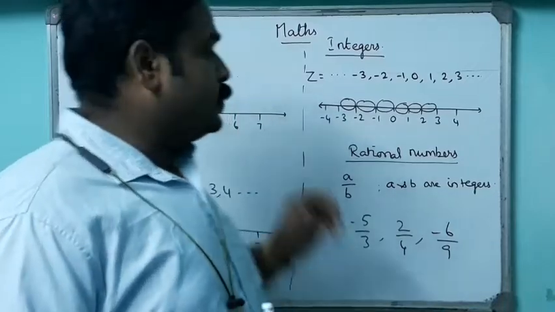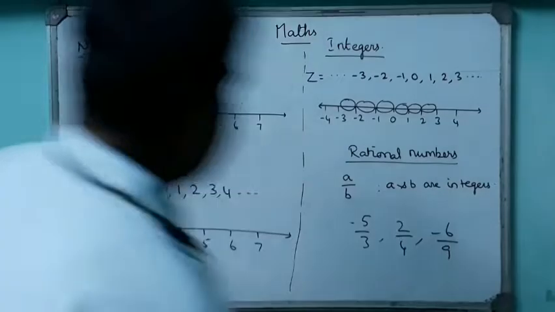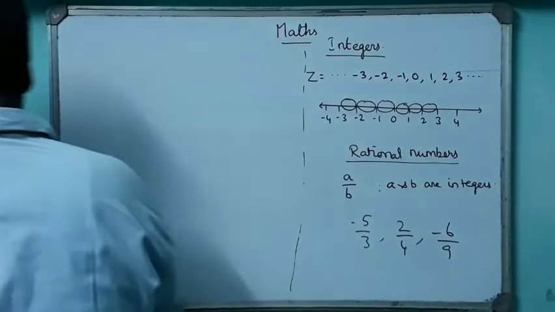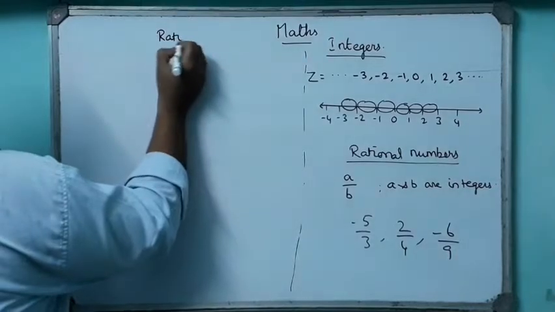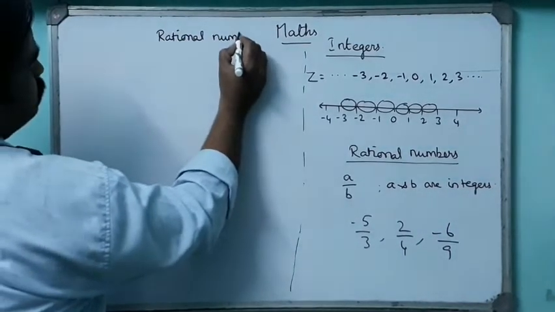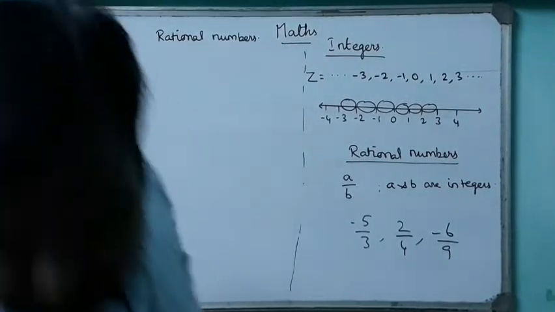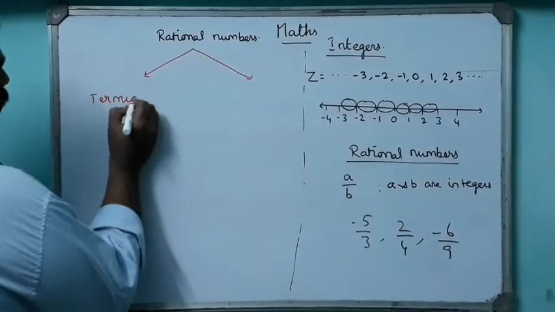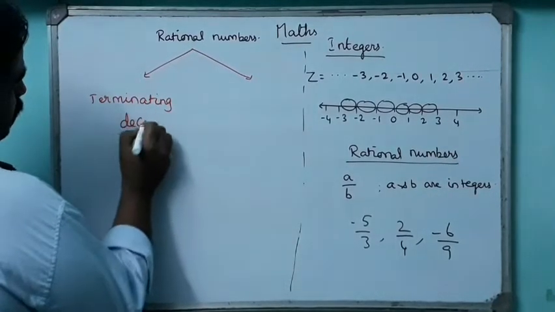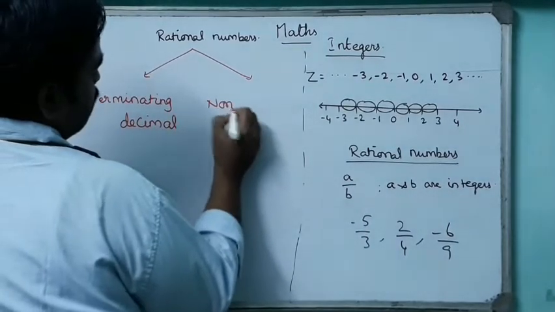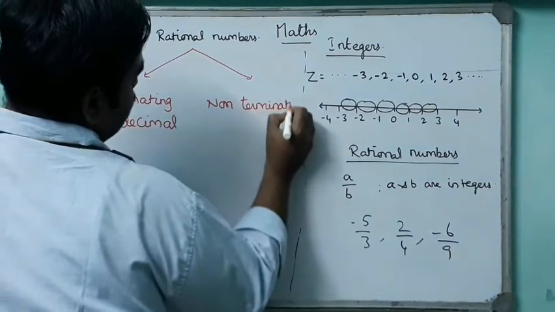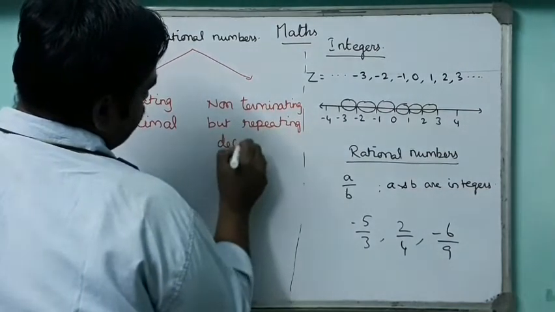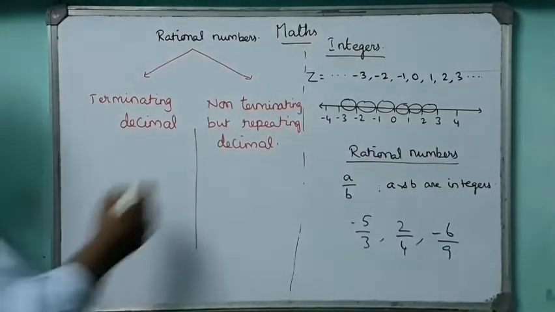Any doubt in this? There are two main types of rational numbers. Let me explain this one by one. The first one is terminating decimal. The second one is non-terminating but repeating decimal. So what are these two? Let me explain these two with an example.